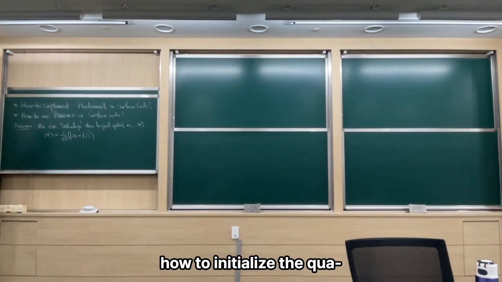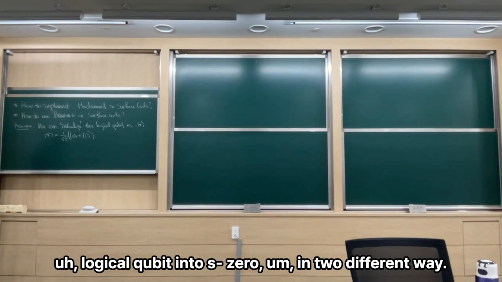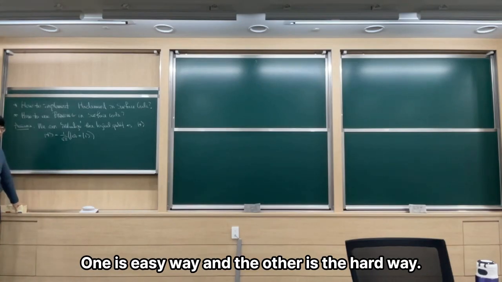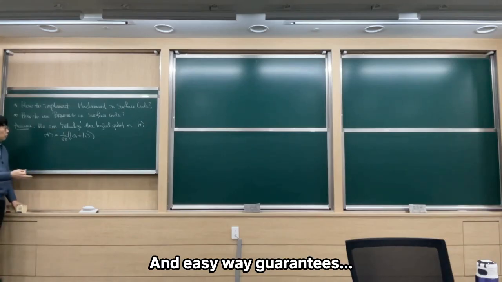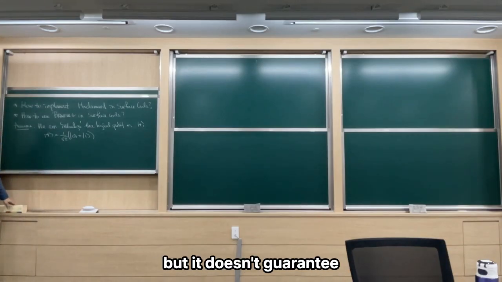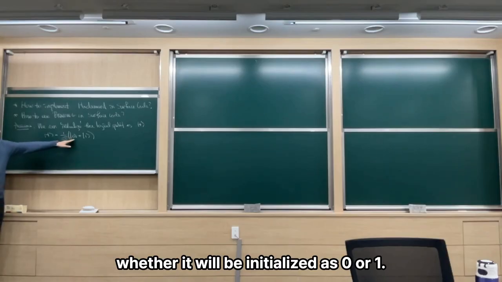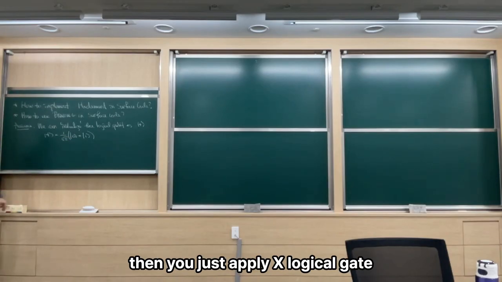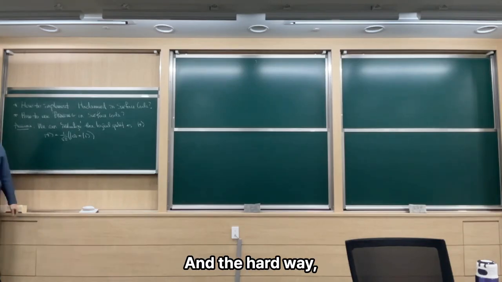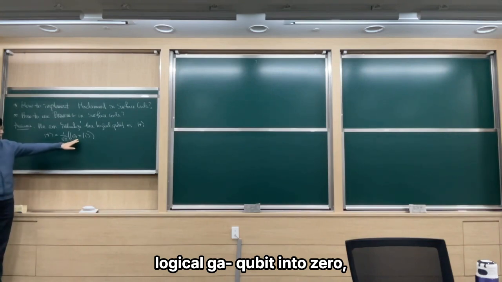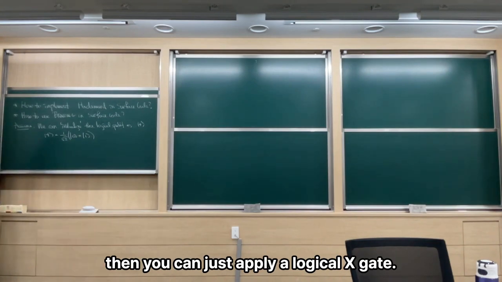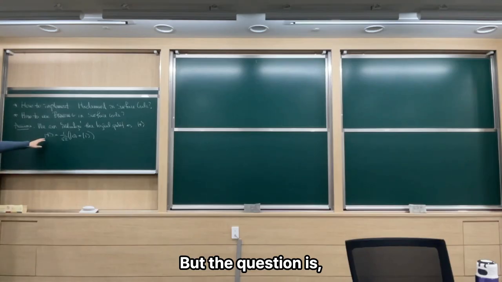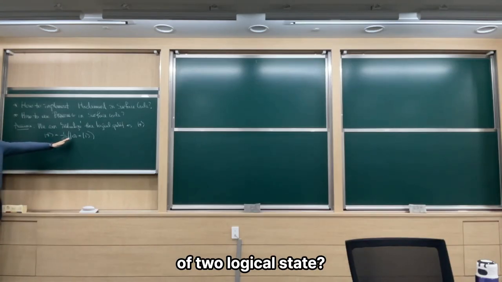So we talked about how to initialize the logical qubit into 0 in two different ways. One is the easy way, the other is the hard way. The easy way is very easy, but it doesn't guarantee whether it will be initialized as 0 or 1. But in either case, if you want, you just apply the logical X gate to revert to whatever you want. And the hard way, you can initialize any logical qubit into 0. Because then if you want to make 1, you can just apply a logical X gate. But the question is, how do you make a superposition of two logical states?